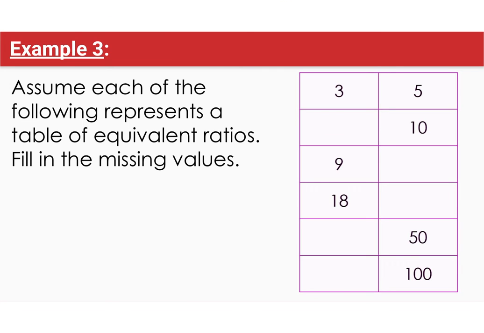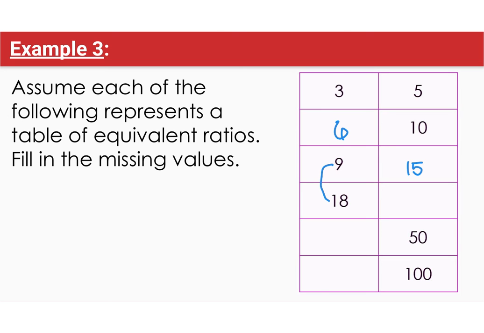Assume each of the following represents a table of equivalent ratios. Fill in the missing values. So I start with 3 to 5, and from 5 to 10, I multiply by 2, so I need to take 3 and multiply that by 2 as well to end up with 6. Now the next value I have is on the left-hand side, and I go from 3 to 9. So 3 times 3 is 9, so I need to go 5 times 3, which is 15.